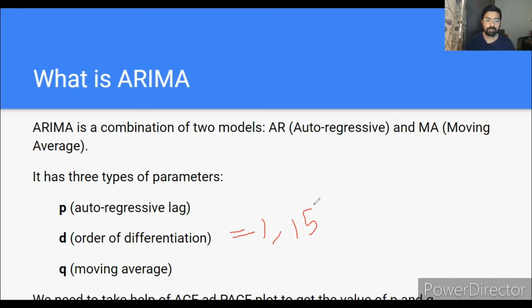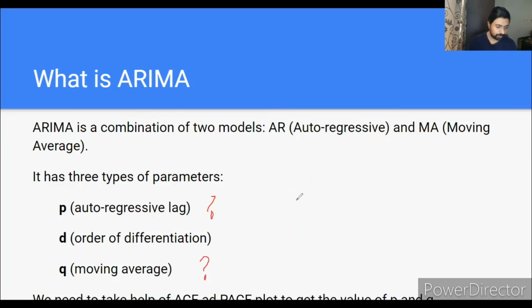So now the differentiation is 1. You should be aware of hyper differentiation. You should not take a value like 15 or 16; it can be either 0, 1, or 2. Beyond that, it could be hyper differentiation. So you just determine that your d value is 1. Now you want to know what your p value and your q value will be.